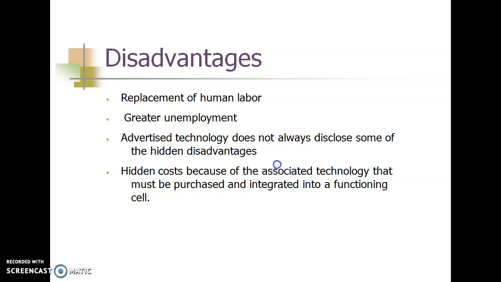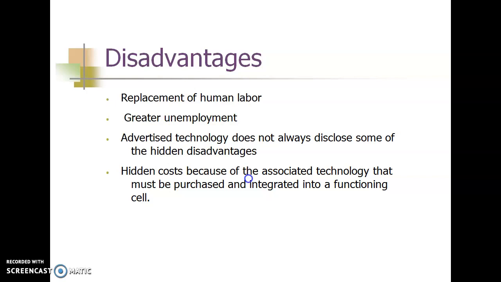Right. Next is, sometimes the technology they are advertising does not disclose some of the hidden disadvantages. They try to project the advantages, but there may be some hidden disadvantages that the company may not disclose. And last one, not only the cost of the robot, there are some other hidden costs associated with the technology. Whenever you are purchasing a robot, we need to make a robot cell, and additional equipments are needed to accommodate the robot. So that may increase the hidden cost. The hidden cost is because of the associated technology that must be purchased and integrated into your functioning cell.